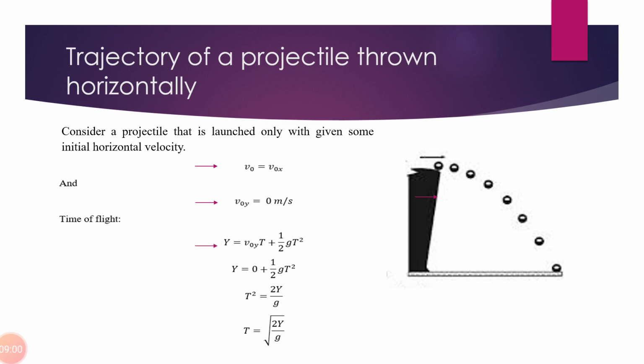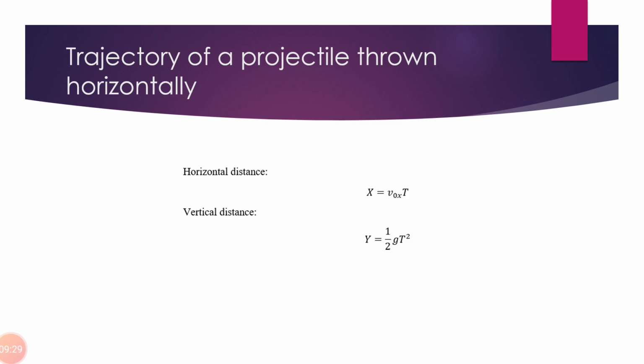In order to do that, we are using the second equation of motion with the plus sign with g, because now the projectile is coming in the downward direction only. Replacing v0y with 0, we get y is equal to 0 plus half g t square. Rearranging for t square, we get t square is equal to 2y upon g, and taking the square root of both sides, we get t is equal to the square root of 2y upon g. The horizontal distance x is equal to v0x t, while the vertical distance, as discussed previously, y is equal to half g t square.